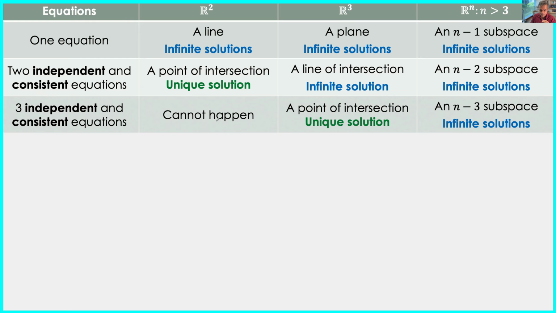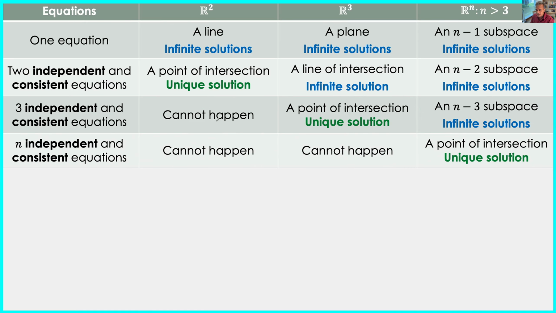If you have three independent and consistent equations, can you have that in R2? You cannot. They can either be independent, in which case they will be inconsistent, or they can be consistent, in which case they will not be independent. This cannot happen. But in R3, it is possible to take away 3 degrees of freedom and then you get a zero-dimensional entity, an entity that cannot move anywhere. That would be a point and that would be a unique solution. In Rn, when n is greater than 3, n-3 subspace, still an infinity of solutions.